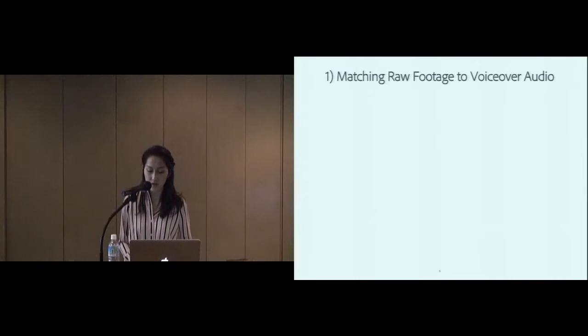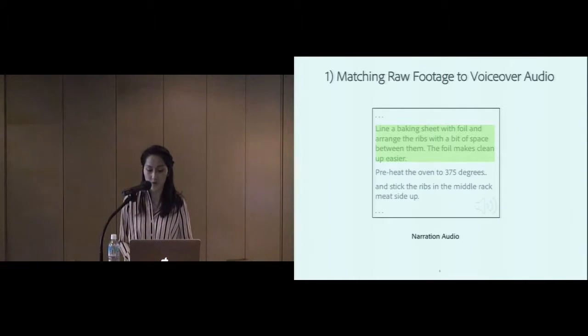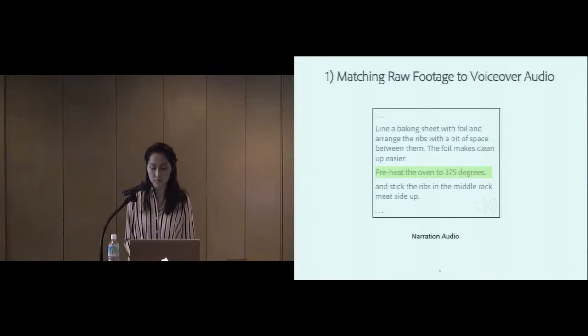Here's a snippet of narration audio for a story on how to make pork ribs. Line a baking sheet with foil and arrange the ribs with a bit of space between them. The foil makes cleanup easier. Preheat the oven to 375 degrees and stick the ribs in the middle rack, meat side up.